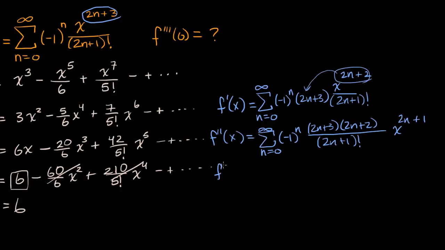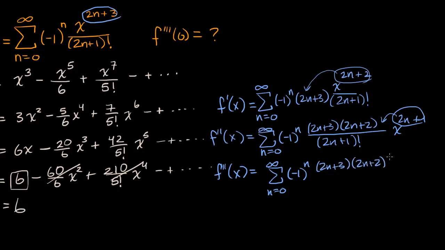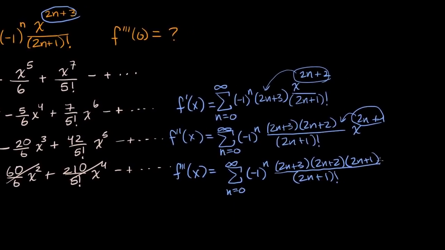And then if I want to take the third derivative, it is the sum, n equals 0 to infinity, negative 1 to the n. We take this, bring it, multiply it. So we're going to have 2n plus 3 times 2n plus 2 times 2n plus 1, all of that over 2n plus 1 factorial. And that is going to be times x to the 2n power. Now let's evaluate this thing when x is equal to 0.